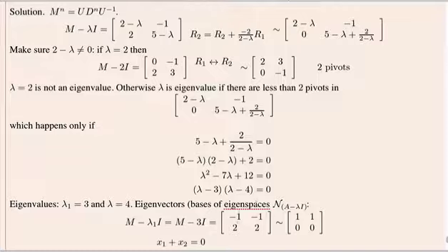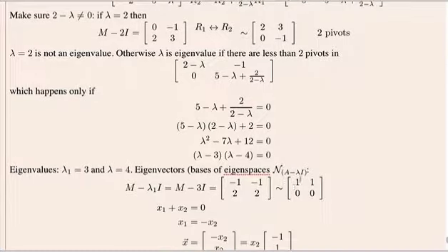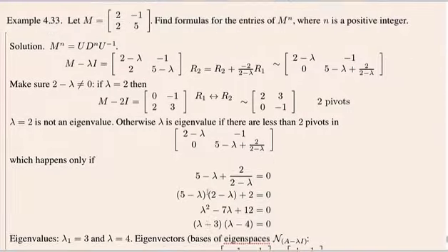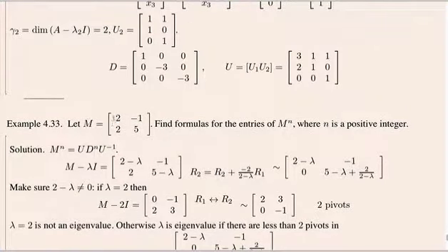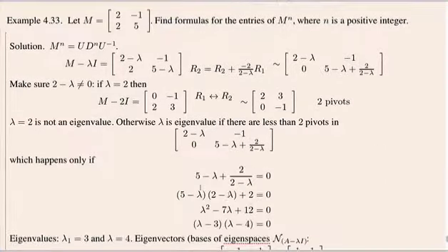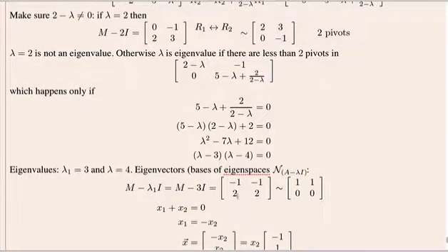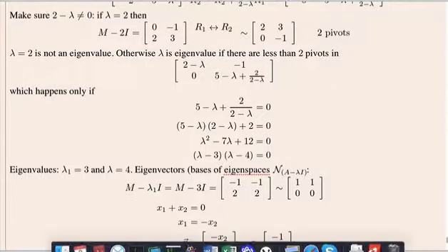Then eigenvectors, that are the basis of the eigenspaces. So we look at M minus lambda 1 I, or M minus 3I in this case. And we have to subtract 3 from the diagonals. We get minus 1 and 2. So it's [-1, 2; 2, ...]. We can multiply the first row with 1, and we can also add 2 times the first row to the second row to get [1, 1; 0, 0].